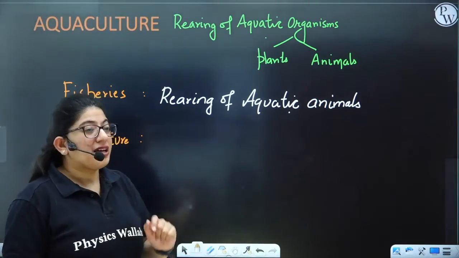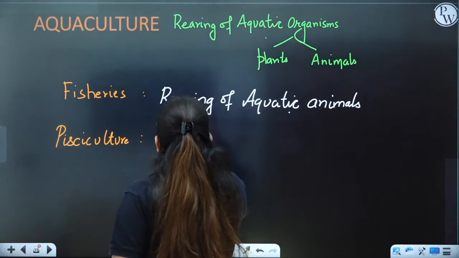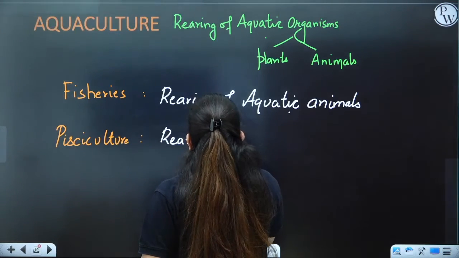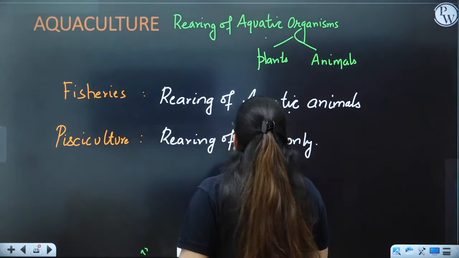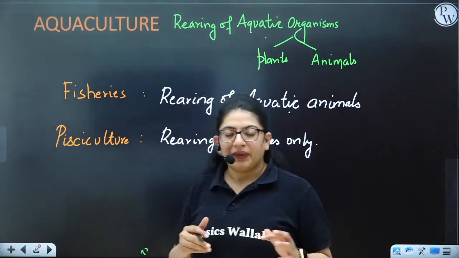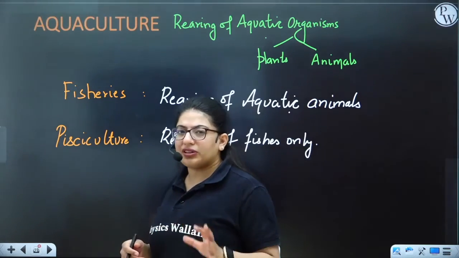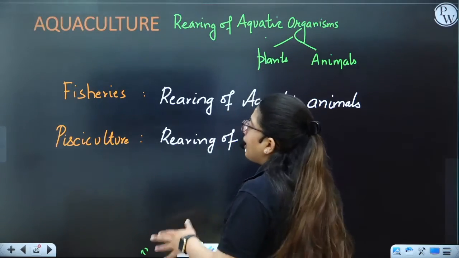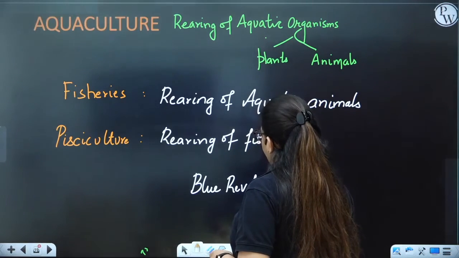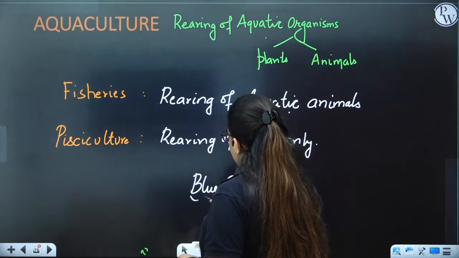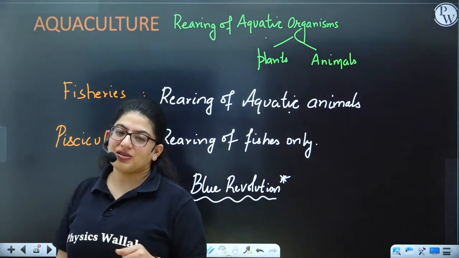Whereas pisciculture comes from the word pisces, and pisces means fishes. So that's the rearing of fishes only. It's also a very great industry in our society. For example, you must have heard of the word green revolution. The green revolution was for plants for food, right? Whereas the blue revolution is a revolution for your aquatic organisms, especially the fishes. So whenever anyone asks you what the blue revolution is related to, you will say it is related to aquaculture.